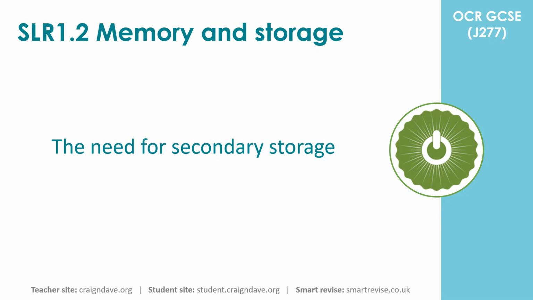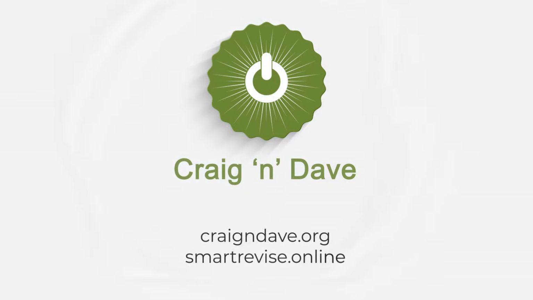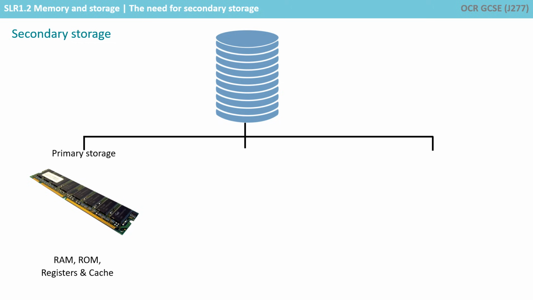In this video, we take a look at the need for secondary storage. Storage in a computer system can be thought of in three broad terms: primary, secondary and tertiary. Primary storage is the immediate memory that the processor has access to. This includes the registers, the cache, the ROM and RAM.